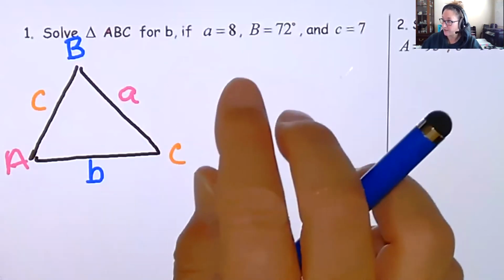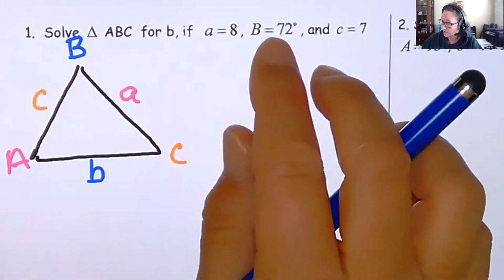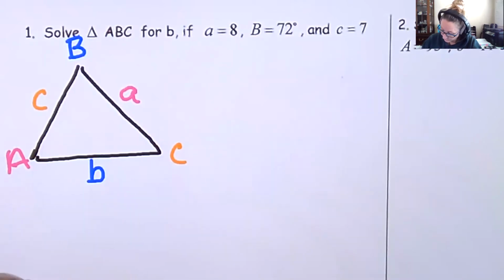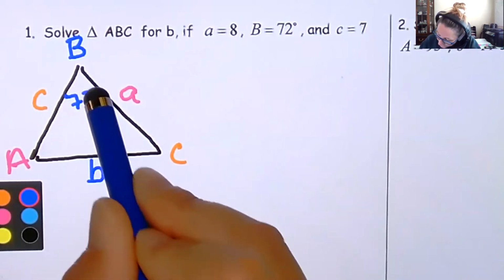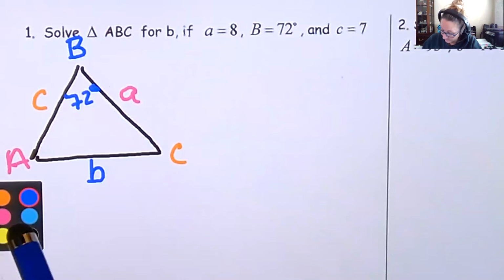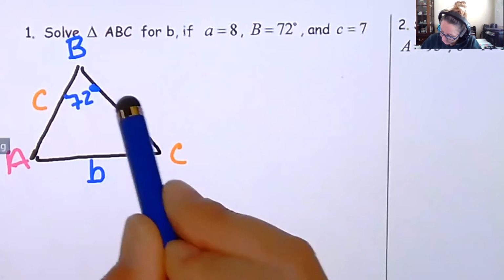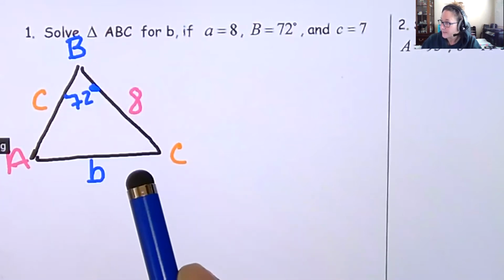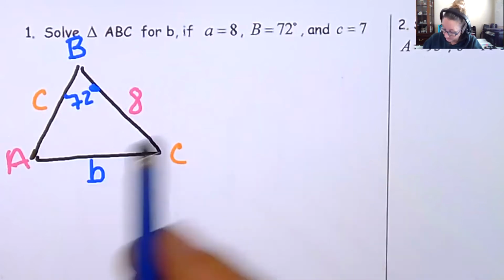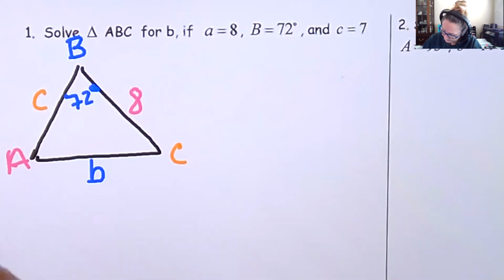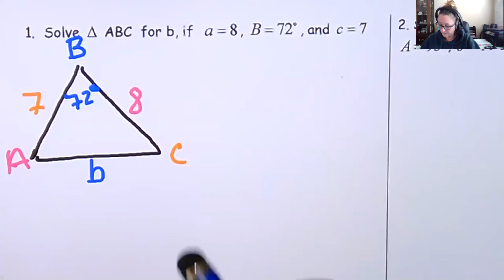Now I'm going to be putting in the information I know. So I know that my B is 72 degrees. I know that my a is 8, so in place of this a, I'm going to put 8. And I know that my little c is 7, so in place of that, I'm going to put 7, okay? And then they want us to solve. So when they say solve, that means I need to find every piece of this, okay?